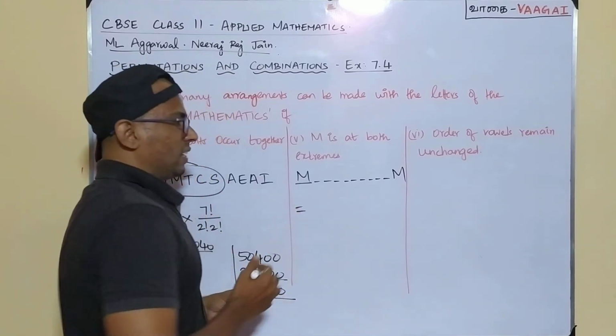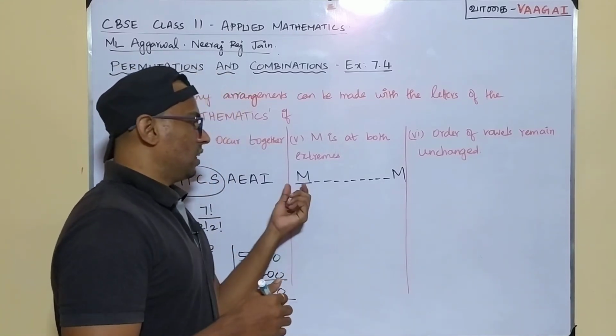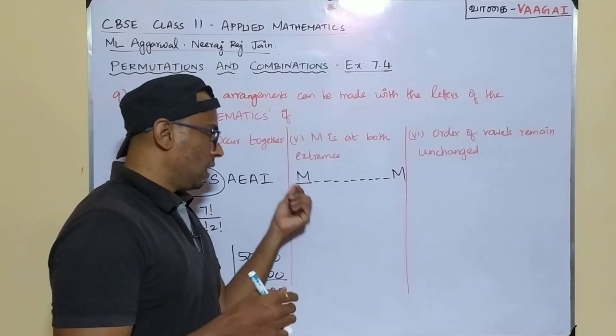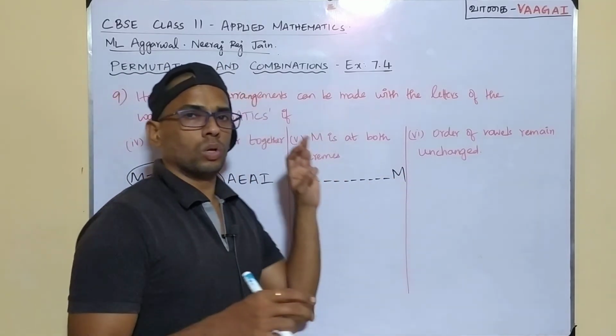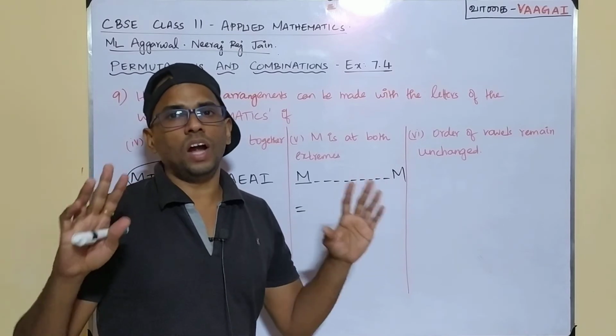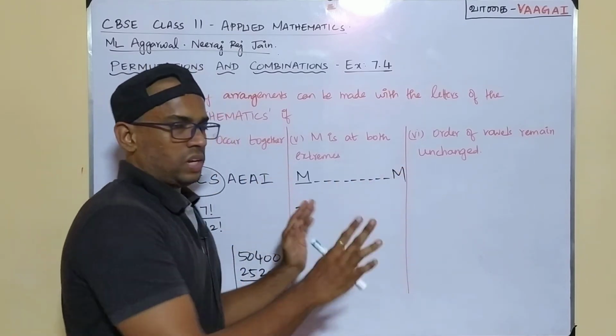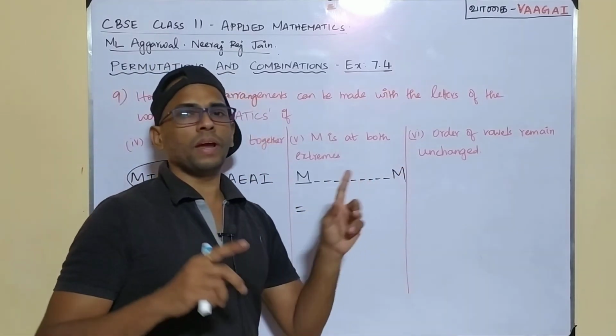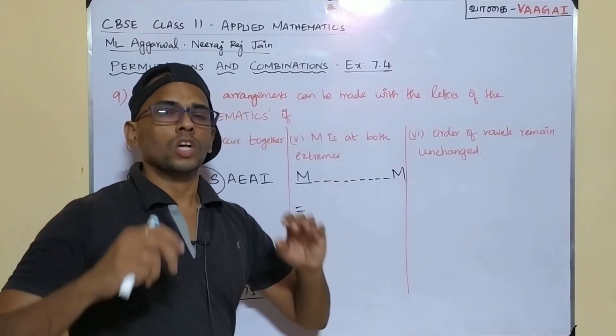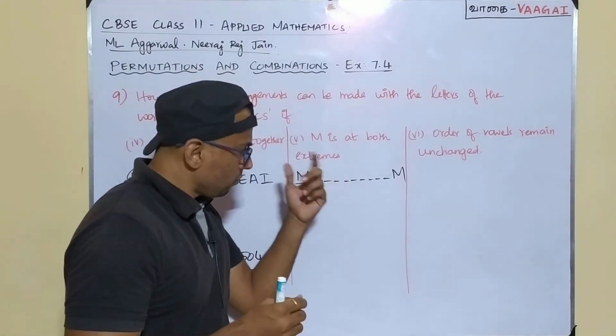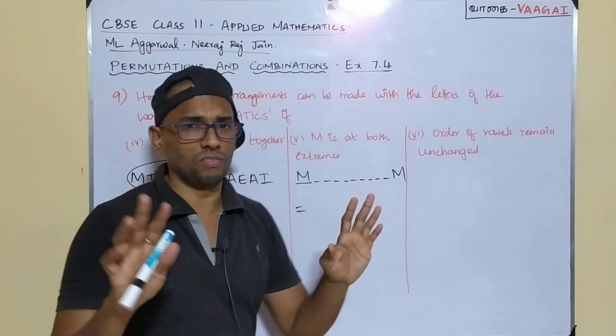So now our task is like what? Since our word is going to start with M and end with M, these two slots are fixed. We can't touch them. They both are fixed and we can arrange the other remaining 9 letters only. That is going to be the task. So the number of ways to arrange those 9 letters is how much? That is all we have to think here.